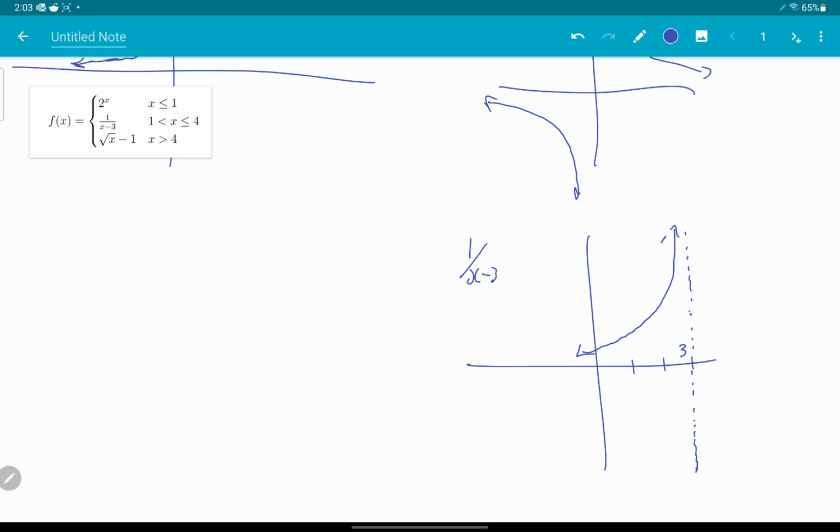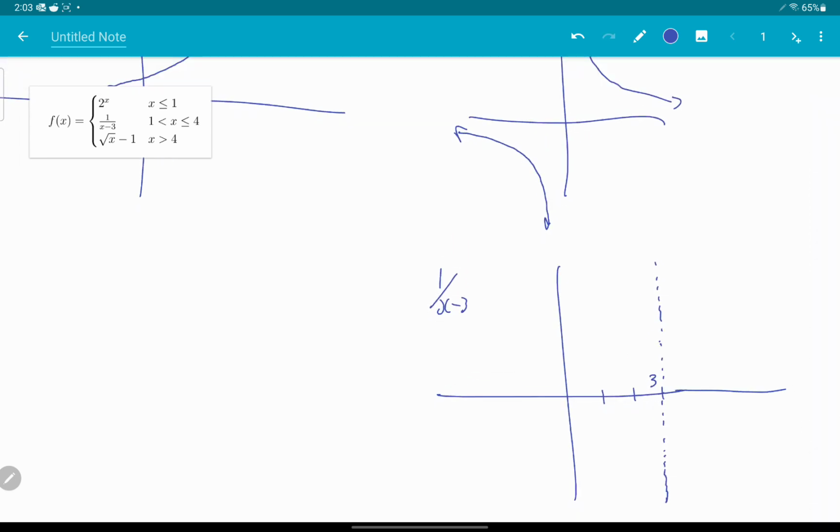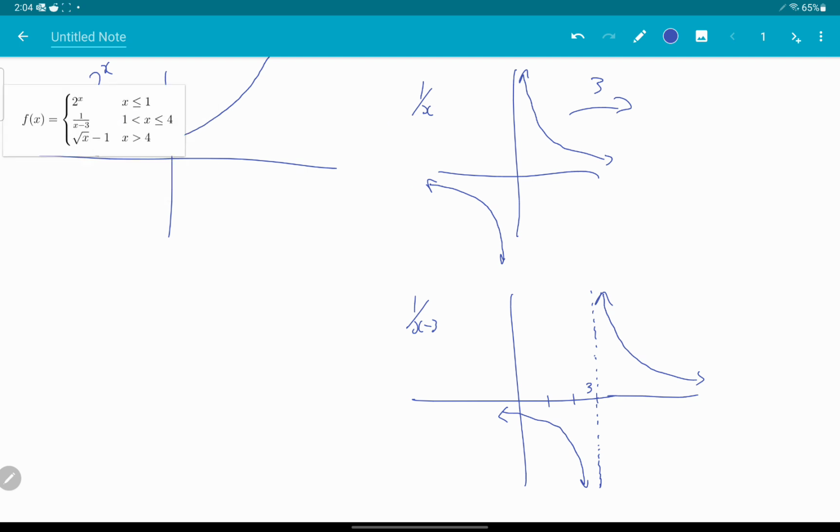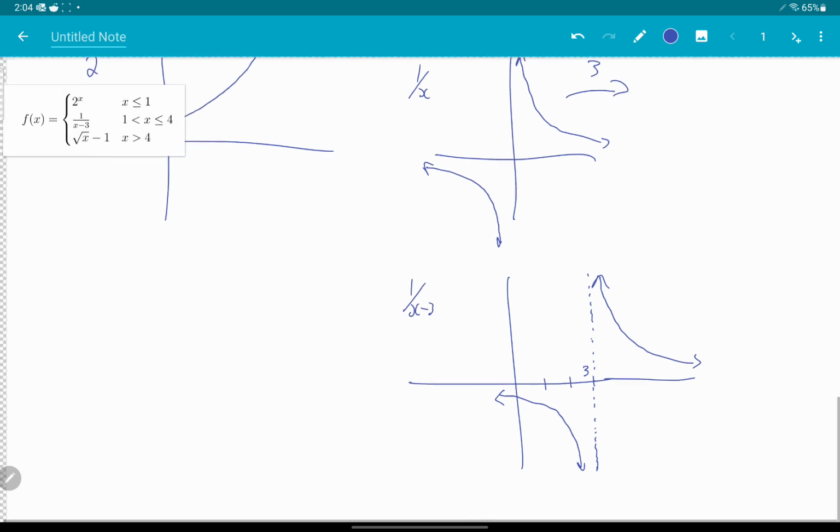Like that. Oops, I screwed that up, didn't I? It's in the wrong quadrant. So I should be doing it over here. Okay, like that, and then like that. So again, I took the basic hyperbola and I moved it over to the right by 3. Now the square root function. The square root function, what do we do here?